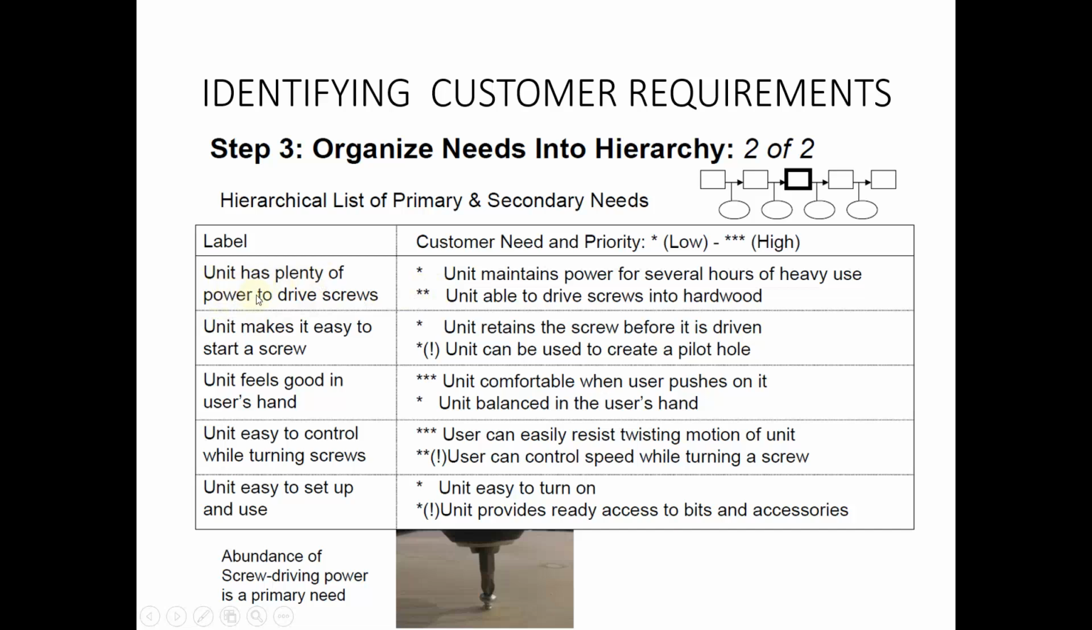The unit has plenty of power to drive screws. So that is one of the requirements being shown here. The customer need: the unit maintains power for several hours of heavy use. That is, the unit is capable of storing power and working for several hours. That is not a high priority requirement, it is low priority. The first priority is that the unit should be able to drive screws into hardwood. That is the medium priority shown here.